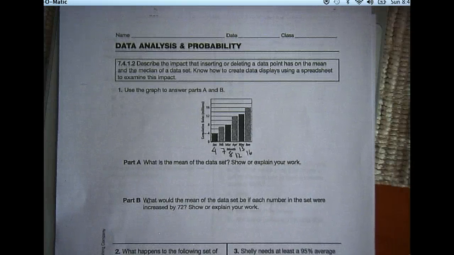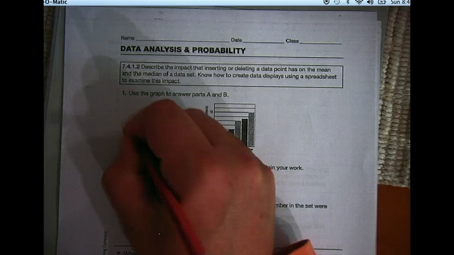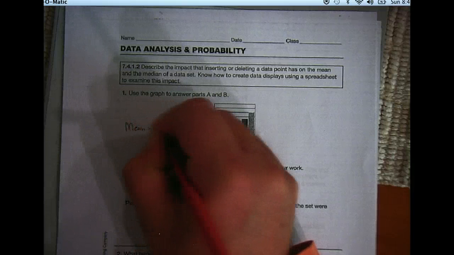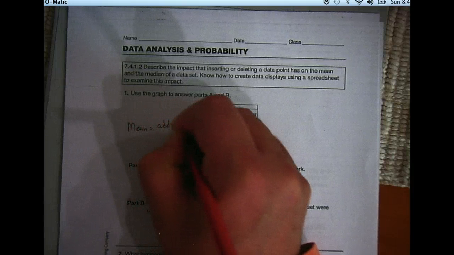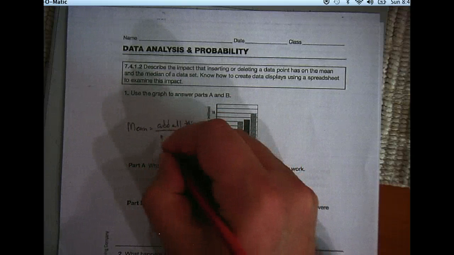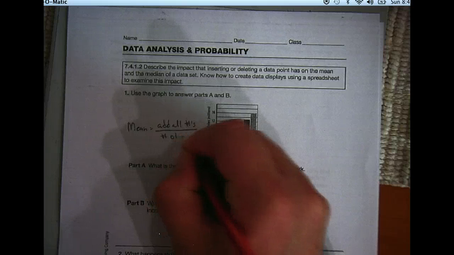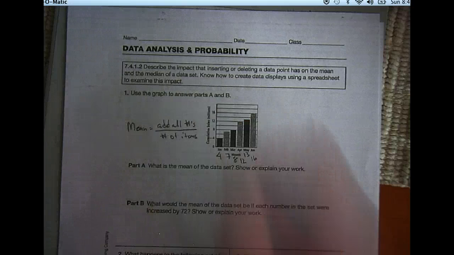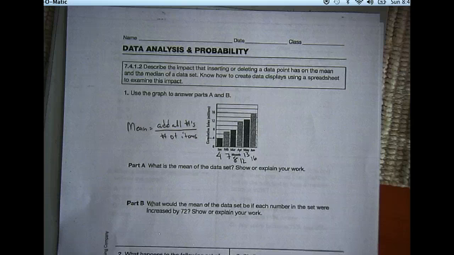Zooming back out, the question says, what is the mean of the data set? Show or explain your work. The way I find the mean is I add all the numbers up and then divide by the number of items. There are 6 items here.